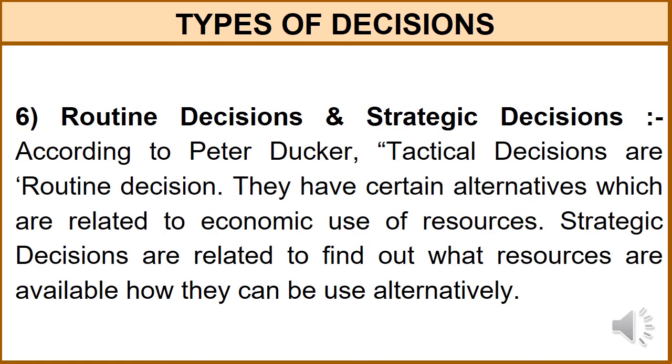Next decision, that is routine decisions and strategic decisions. According to Peter Drucker, tactical decisions are routine decisions. There are certain alternatives which are related to economic use of resources. But strategic decisions are related to finding out what resources are available and how they can be used alternatively. Strategy means plan of action. The strategic decisions are related to finding out what resources are available and how they can be used alternatively, for different uses.